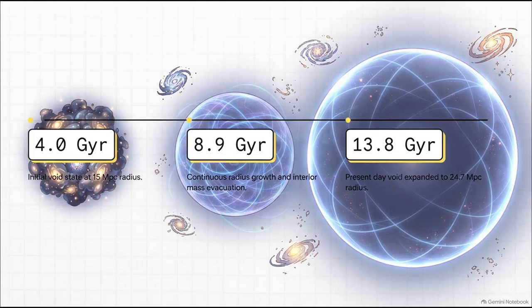To really prove this out, the paper simulates this over a massive cosmic timeline. At 4 billion years, an initial void state sits at a radius of 15 megaparsecs. By 8.9 billion years, continuous energy has grown that radius, evacuating more mass. And by today, at 13.8 billion years, that same void has expanded to nearly 25 megaparsecs. It takes incredibly complex mathematical Lorentz forces and translates them into a simple, elegant story of a sweeping, expanding bubble growing over billions of years.